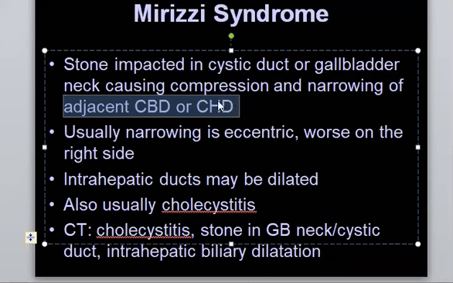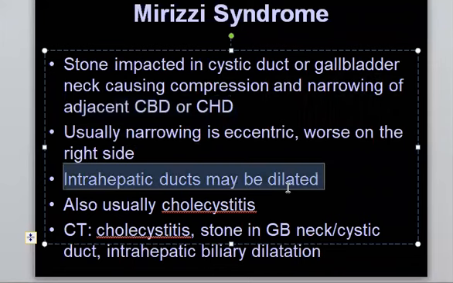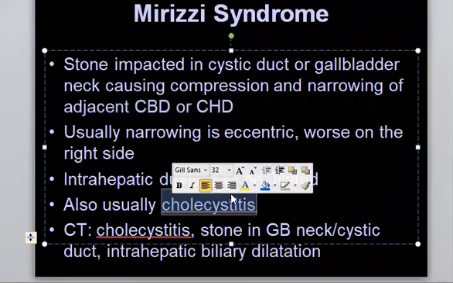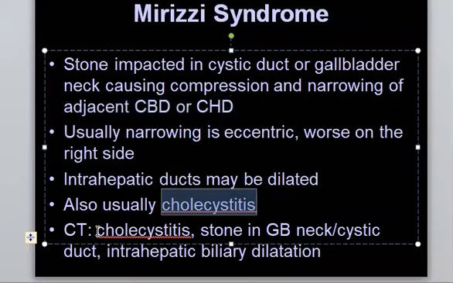Nice, perfect. So usually the narrowing is eccentric, worse on the right side, and the intrahepatic ducts may be dilated. The most important thing is that it has cholecystitis. Okay, so let's shift to another case.